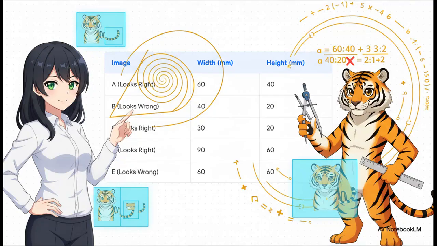All right, so here's our evidence. Take a look at these dimensions. Our original tiger, image A, the one that looks good, is 60 by 40. Now look at image B, our distorted one, it's 40 by 20. But then image C, which looks totally fine, is 30 by 20. There's something happening with these numbers, something that separates the images that look right from the ones that look wrong. The clue is definitely buried right here in this table.